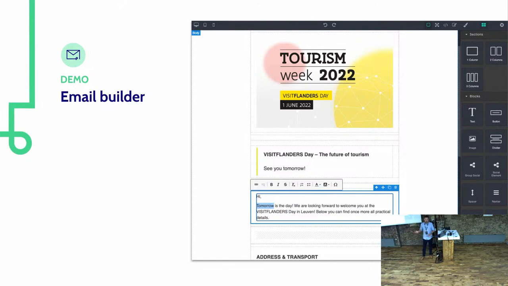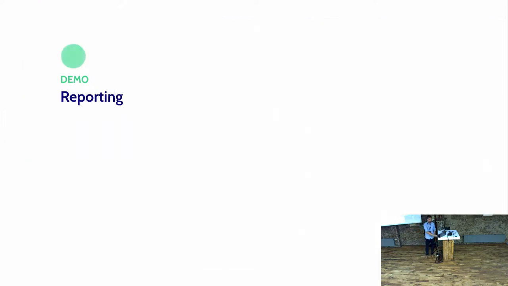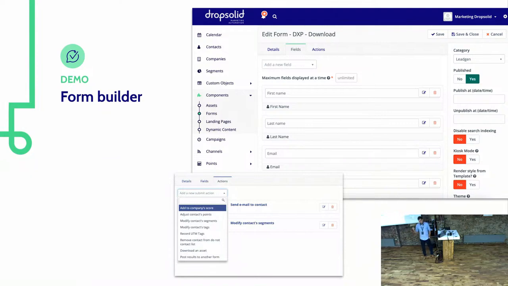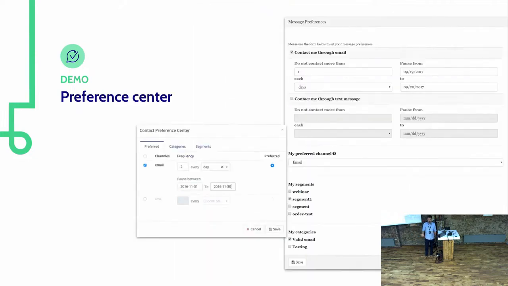You're building with a builder. It's a bit similar to Layout Builder in Drupal, but for emails: drag and drop, reporting, and the multi-step campaigns, where you select, okay, when this happens, you do this, you send an email, you go back to a certain page, you let people go through the entire funnel. You want to capture information at certain stages, so there's a form builder. The form builder you can configure with a preference center, because the customer also wants to determine how many mails they want to get and from which categories, etc. It's also to be sure that you're compliant, so people can unsubscribe.